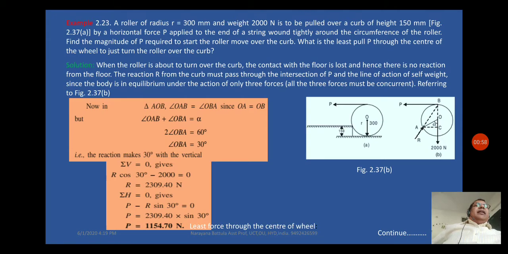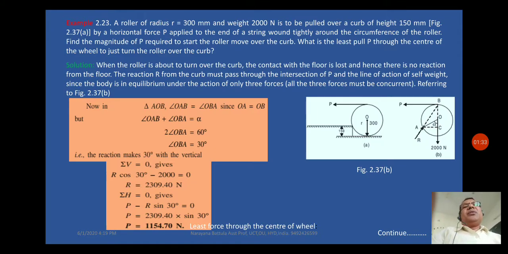What is the least pull P through the center of the wheel to just turn the roller over the curb? Just have to see what the problem is given here. So we have to find what is the least force required to rotate the roller over the curb.